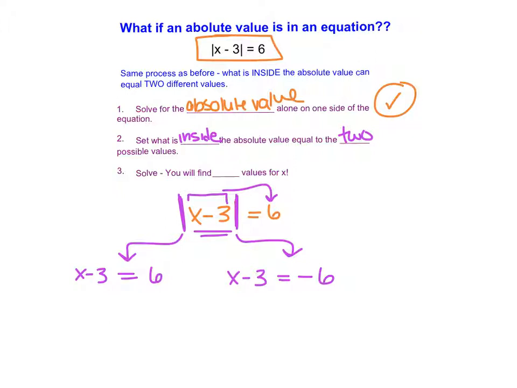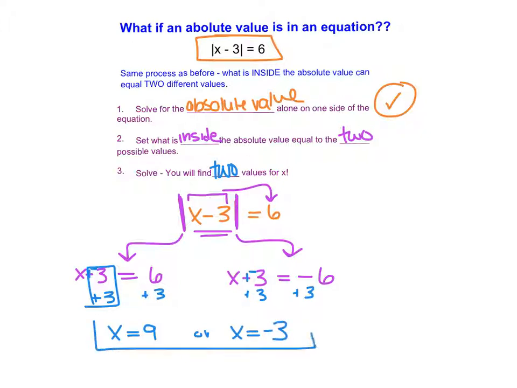You then solve each mini equation, and what you'll find is your 2 values. So here you can see I have two equations, and I want to keep change this, so I can add 3 to each side and get x is equal to 9. Or if I add 3 here, add 3 here, I find x is equal to negative 3.